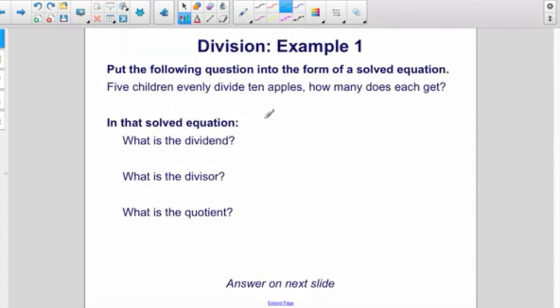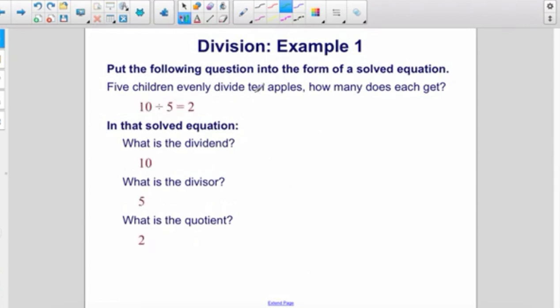Put the following question into the form of a solved equation. 5 children evenly divide 10 apples. How many does each get? In that solved equation, what is the dividend, what is the divisor, and what is the quotient?